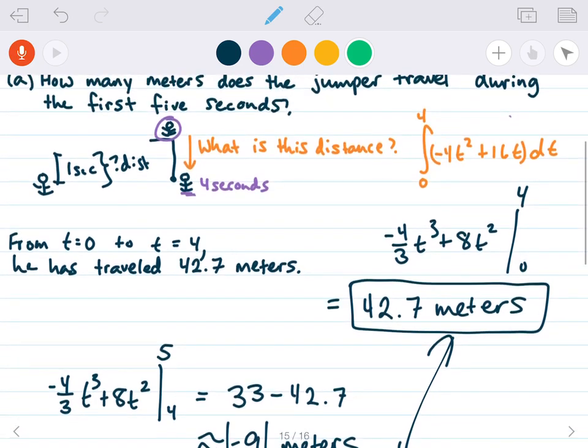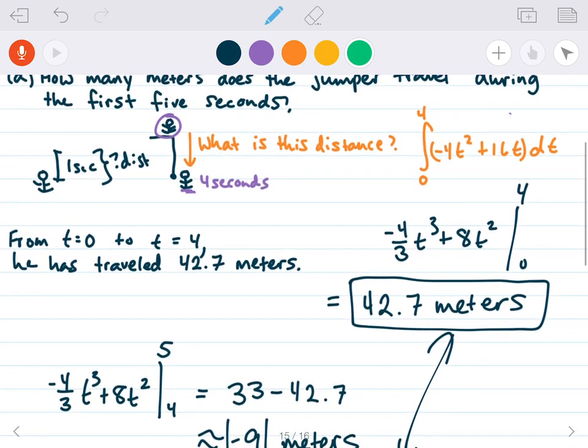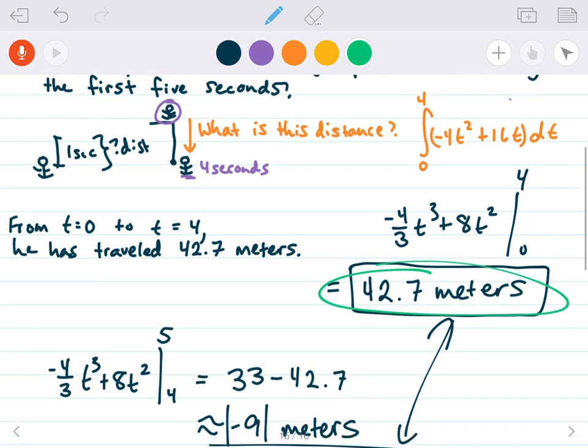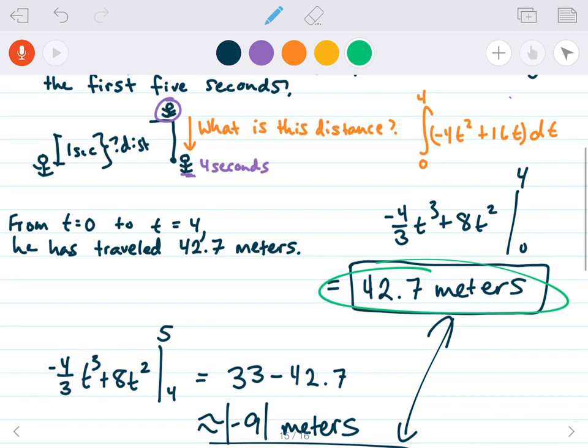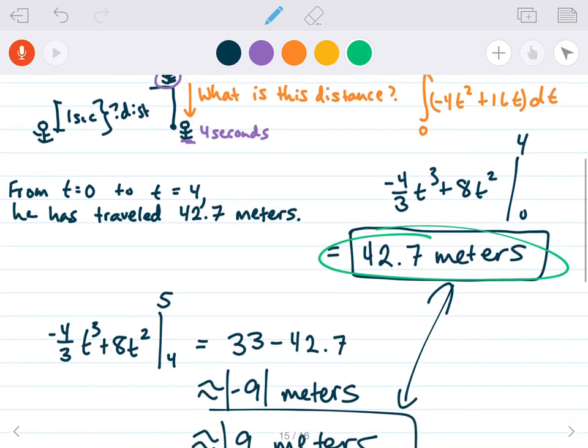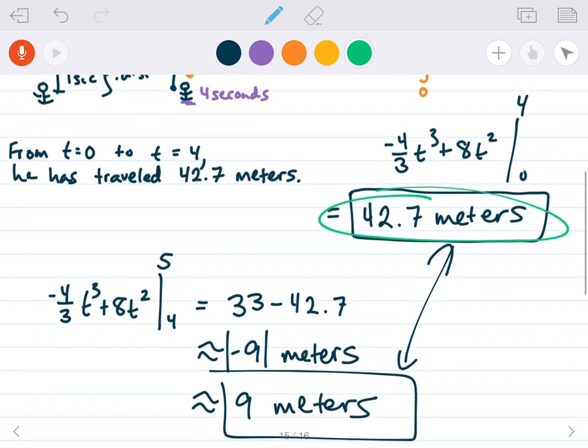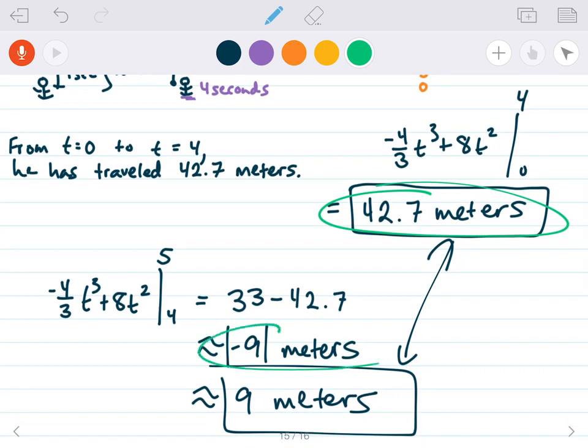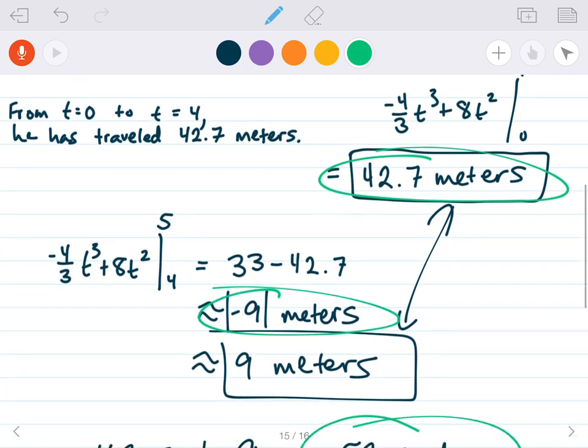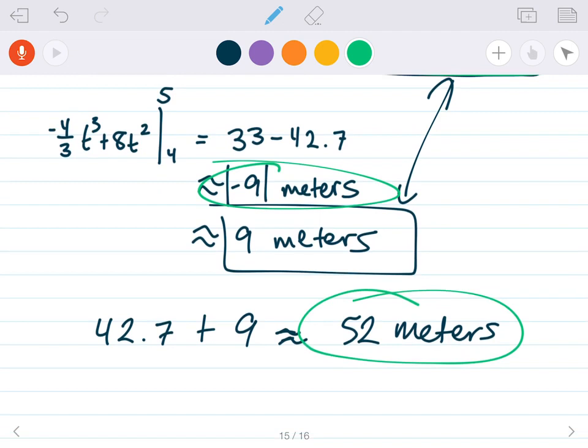So again, he's traveled 42.7 meters on the way down. Then he stops, and the cord throws him back. I guess that's a weird word for it. It throws him back up 9 meters in the opposite direction. And so the total distance that he traveled is 52 meters.